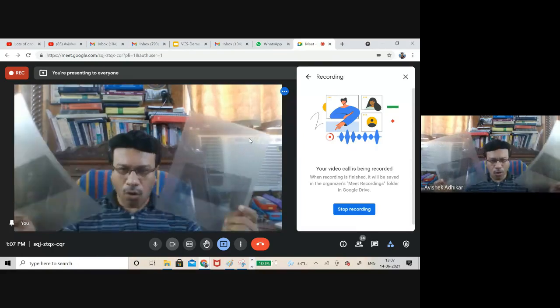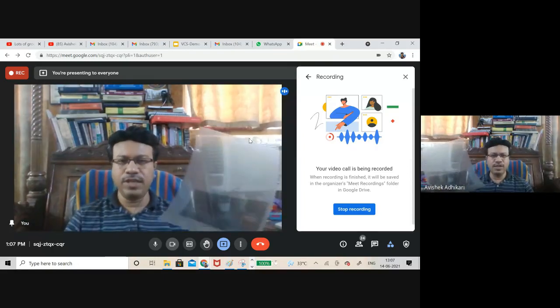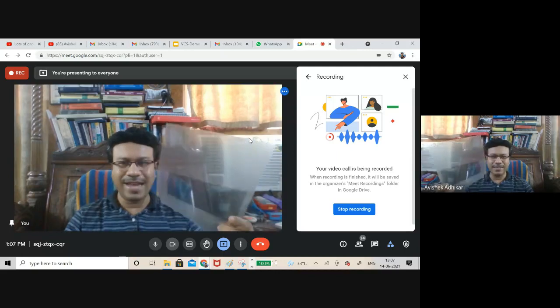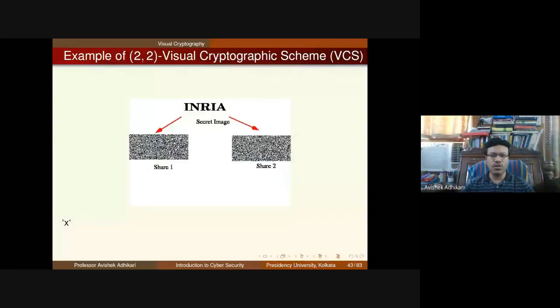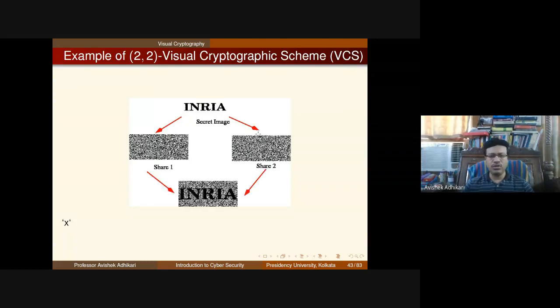All the things that you are doing here are done visually. That means just eyesight is sufficient, and a steady hand. That's why this scheme is known as the Visual Cryptographic Scheme, in short VCS. We started with a black and white image, and then we made two shares on transparent sheets. When they are superimposed, you get back the secret INRIA. Since this is done visually, the whole scheme is known as visual cryptography, and it is very easy to understand how to make this kind of scheme.